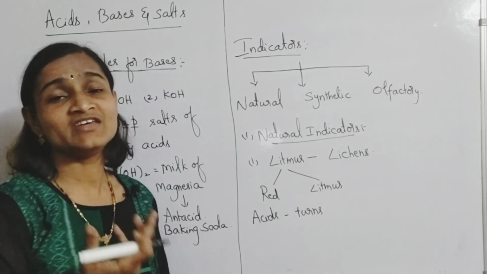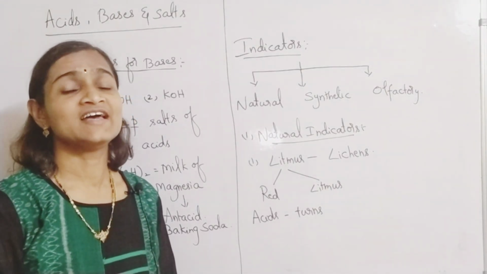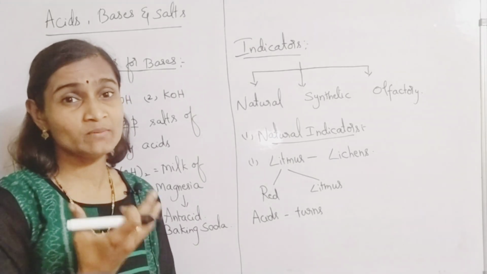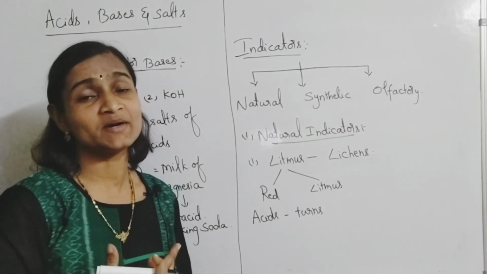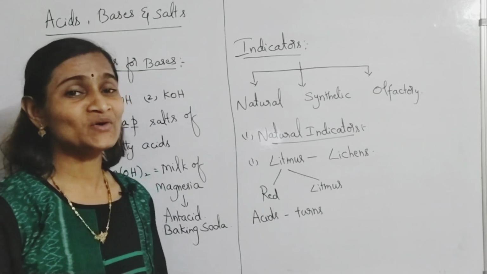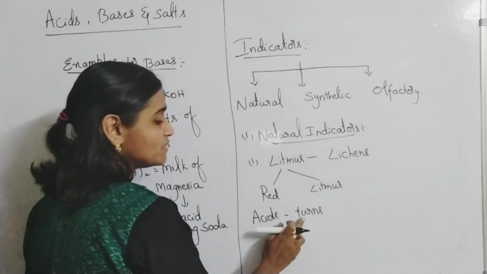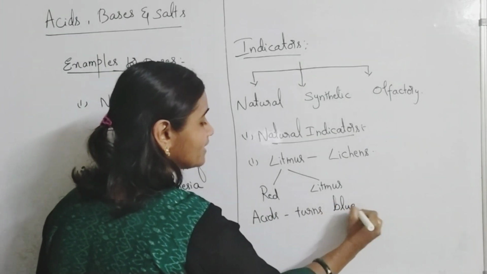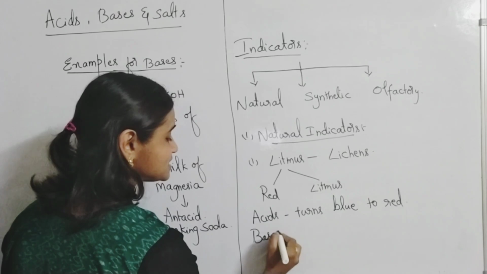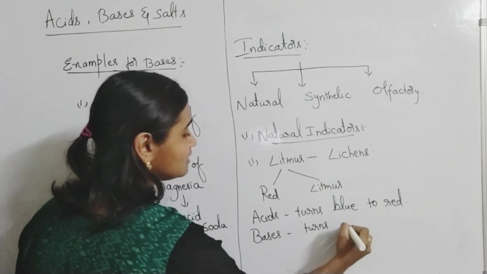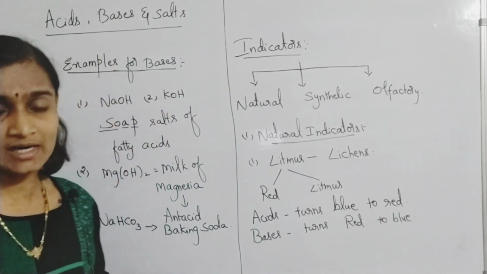The milk which we drink every day consists of lactic acid. Curd consists of butyric acid. Rancid butter, sour butter, consists of what? Butyric acid. Like that, many acids are present in our eatables also. So acids actually are not dangerous. But for remembrance sake, you just remember acids turn blue litmus to red, and bases turn red litmus to blue. This is about litmus papers which we have learnt in our lower classes.